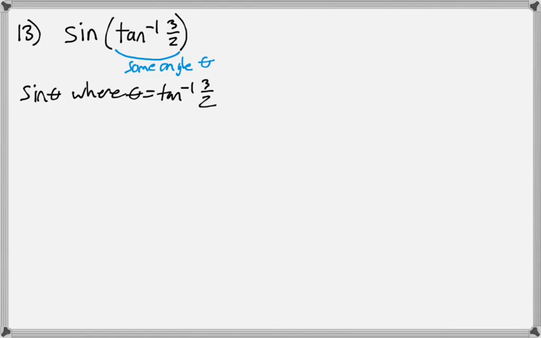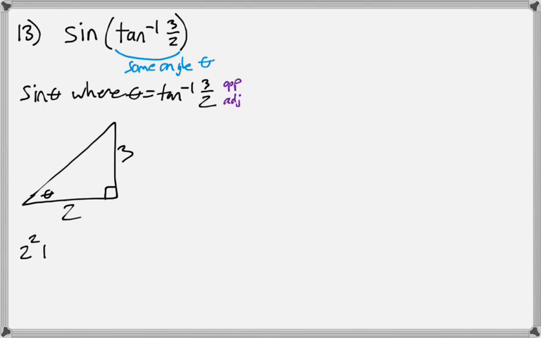Now, I don't use the unit circle for this one. I'm actually going to make my own triangle, because I know tangent is the opposite over the adjacent. So if I make a triangle, call that theta, I know this side is 3, I know this side is 2, and then I can use the Pythagorean theorem to get the hypotenuse. So 2 squared plus 3 squared is equal to c squared, we get 13 is c squared, or c is square root of 13.